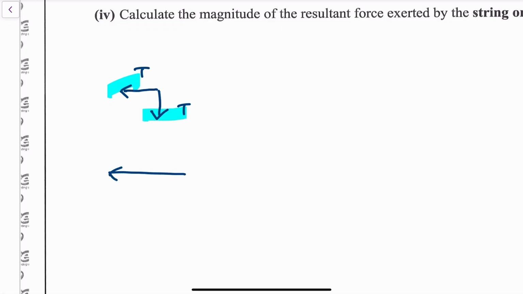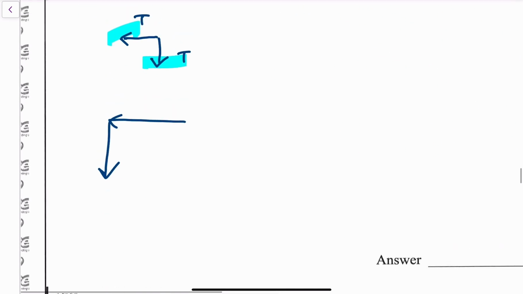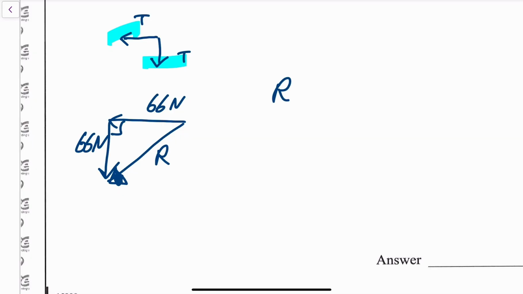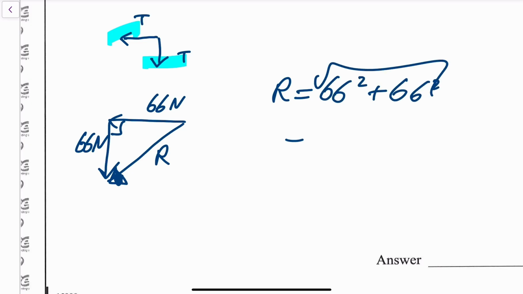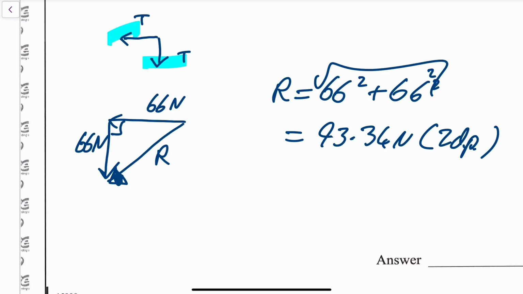Redraw this as, and remember the T, what was the T? Did we just work T out to be 66? So it's 66 newtons to the left, 66 newtons down, and we want to find the single force which replaces them. I'll call that my resultant. R then is equal to, by Pythagoras, 66 squared plus 66 squared, square root of that. Do that in your calculator, 93.34 newtons, and that's to 2 decimal places again. Lovely question.